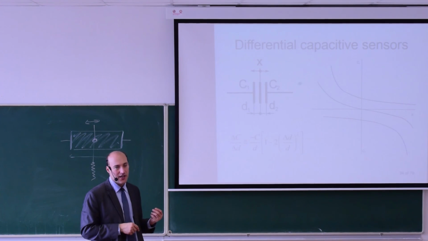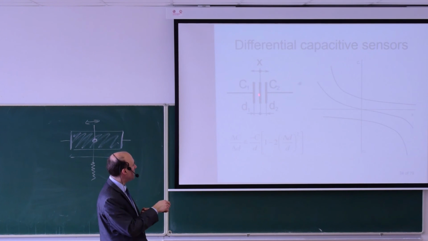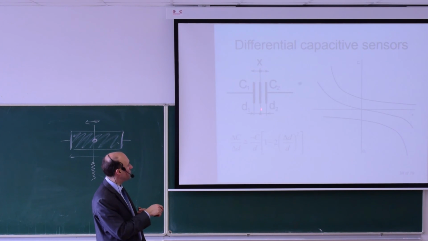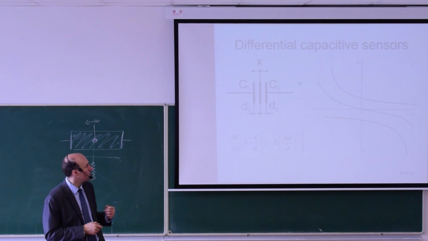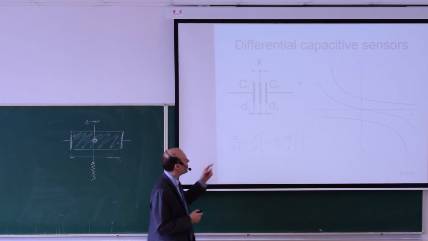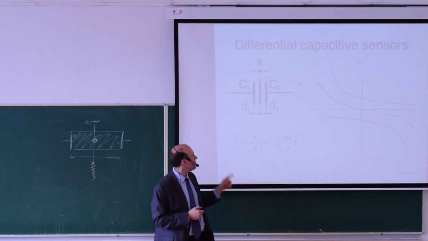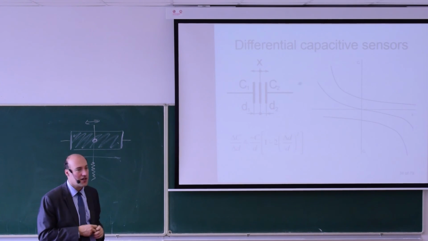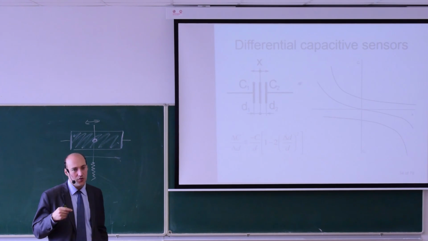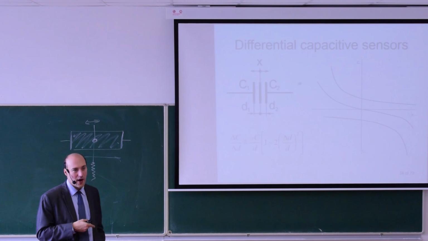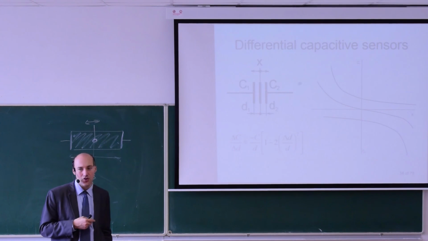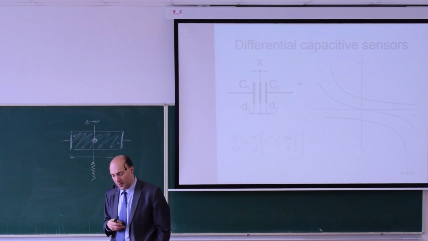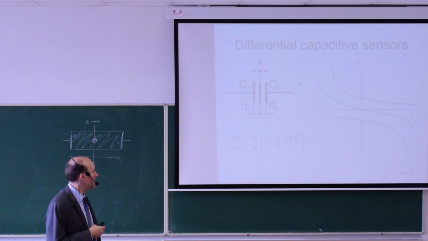So I'm changing the distance d1 between the movable electrode and the fixed electrode on the left, and then I'm changing also the distance d2. So when the electrode is moving to the left, I'm decreasing d1 and increasing d2. So capacity C1 is increasing and capacity C2 is decreasing. If you use this in a separate way, then this does not have any advantage. But if you connect this in a bridge connection, for example, you may increase your sensitivity.